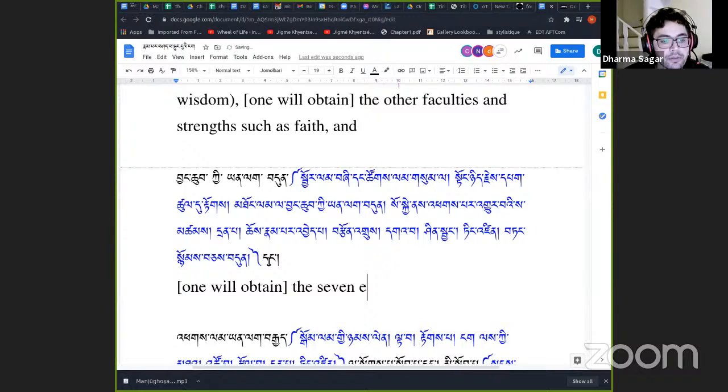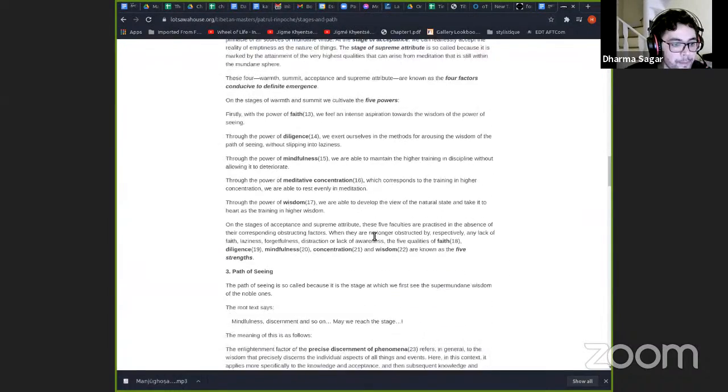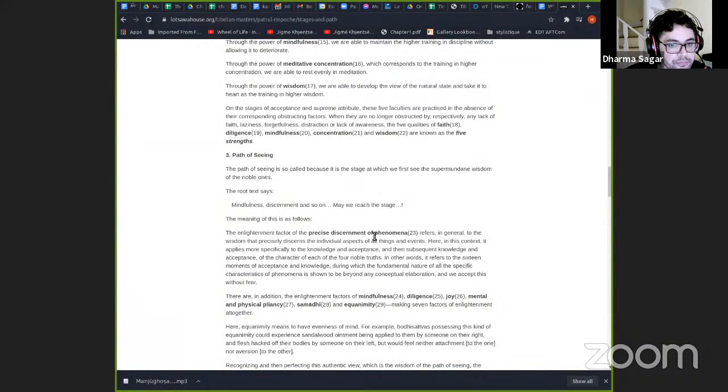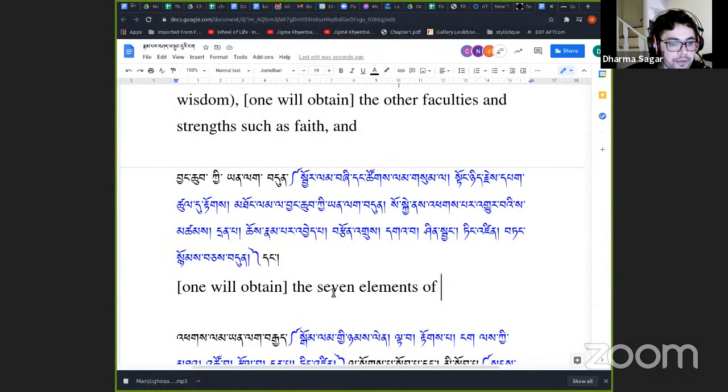Seven elements of enlightenment. Let's see how they translate here. Enlightenment factors. Factors of enlightenment. Okay.